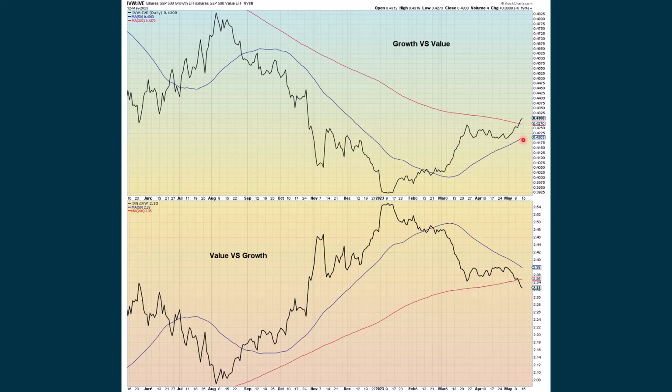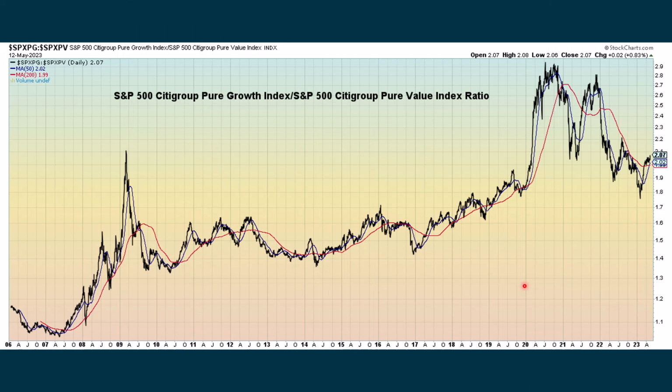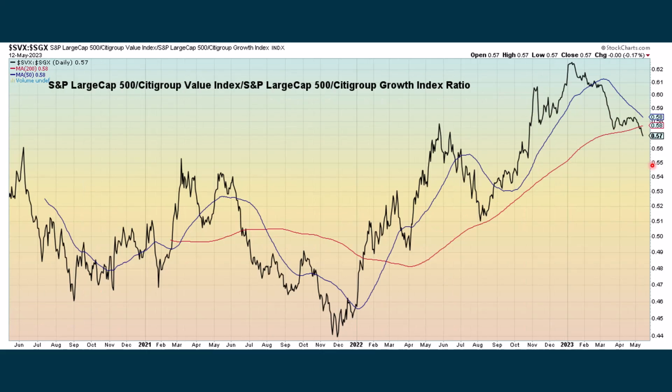If this keeps going, we might end up seeing a golden cross. On the bottom, we see an inverse of that same chart where value had been doing quite well. Now it's starting to underperform, and we could get to the point where we see a death cross. We also compare different indexes with each other, a growth index and a value index, showing that we're just seeing a golden cross here with the growth starting to outperform value.